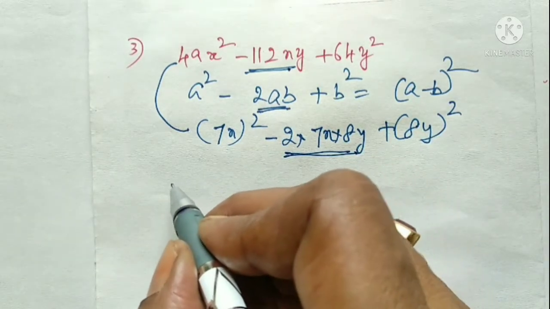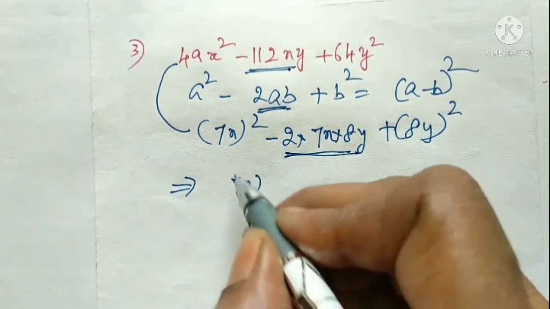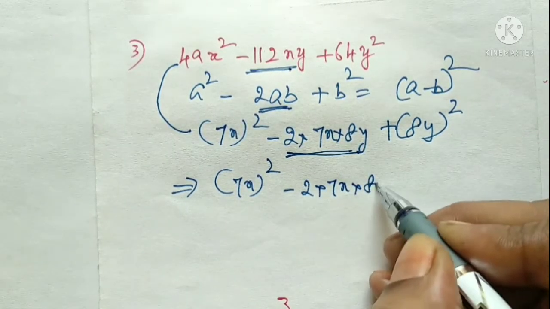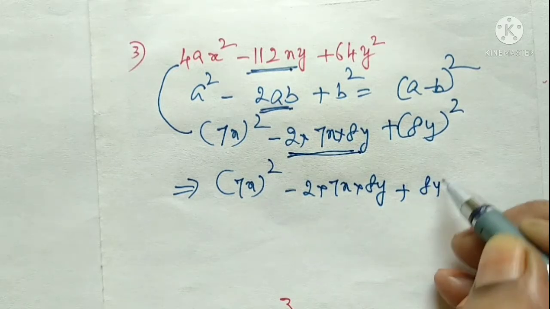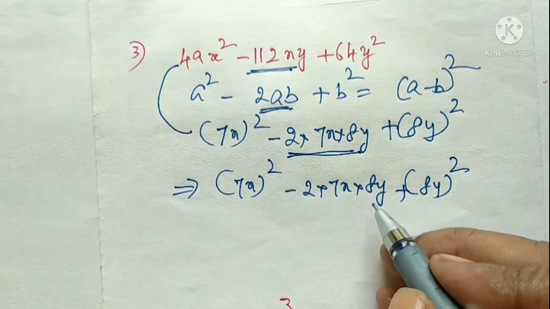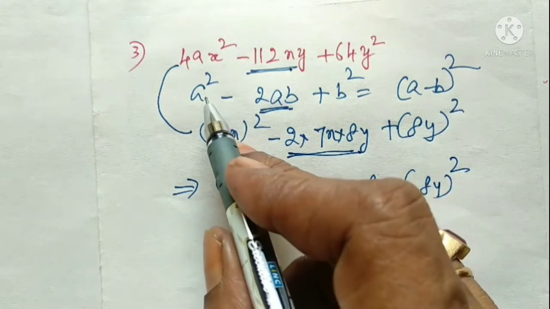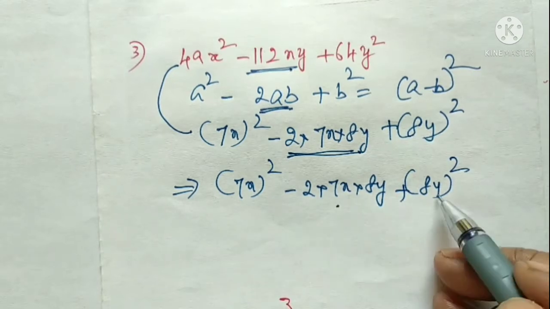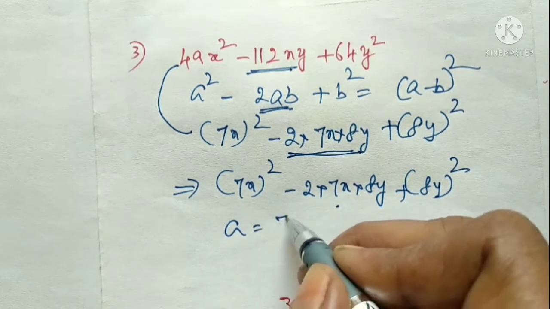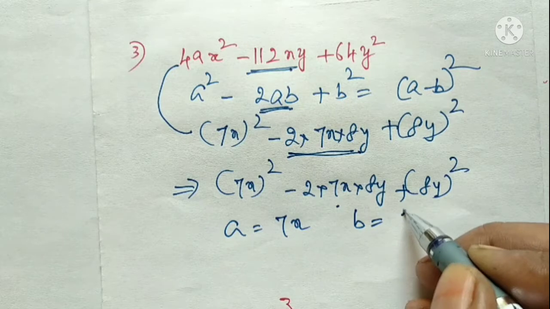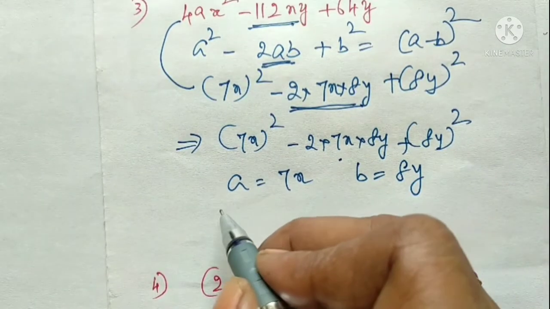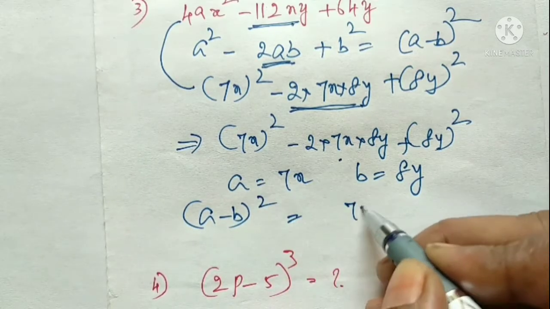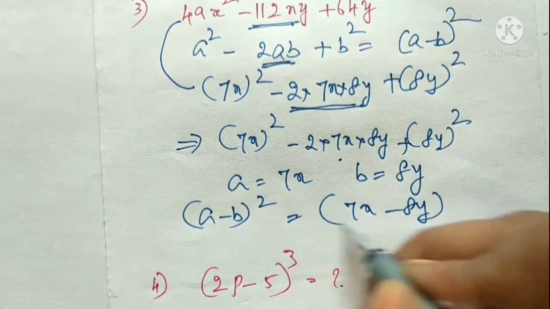Then it can be, again I am writing this, (7x) whole square minus 2 into 7x into 8y plus (8y) whole square. So this is in the form of the identity a square minus 2ab plus b square, where a is equal to 7x and b is equal to 8y. So it can be written as (a - b) whole square, that is equal to (7x - 8y) whole square.